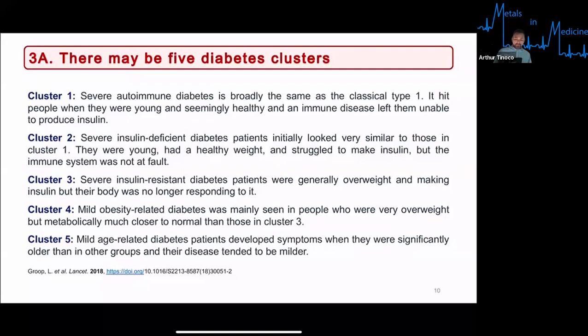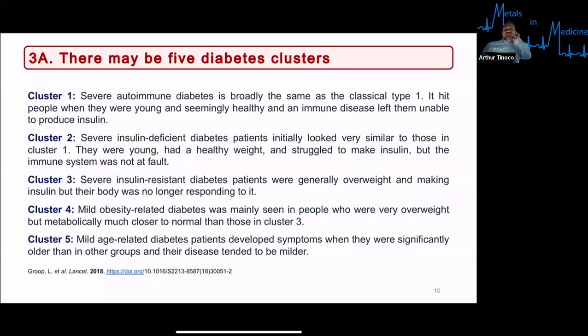Then we have cluster 4, which is mild obesity-related diabetes, seen mainly in people who were very overweight, but metabolically much closer to normal than those in cluster 3. And finally, we have cluster 5, which is mild age-related diabetes. Patients developed symptoms when they were significantly older than in other groups, and their disease tended to be milder.